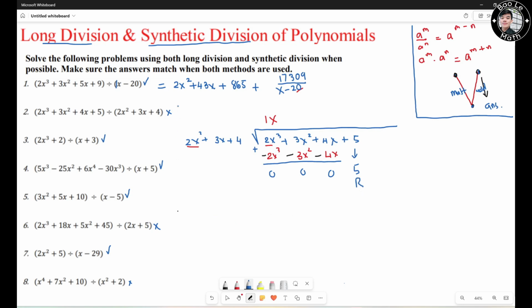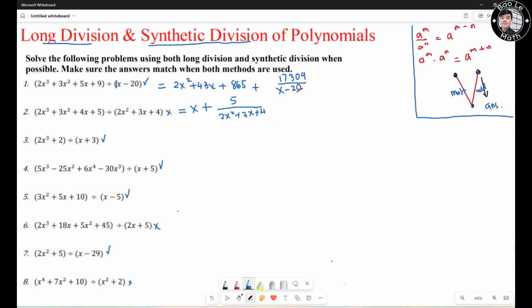Alright, so the answer must be equal to the quotient. Quotient is going to be 1s, so it could be s. Alright, the remainder 5, so it could be plus the remainder 5, divided by the divisor. Divisor is going to be 2s squared plus 3s plus 4. Let's move on to question number 3.